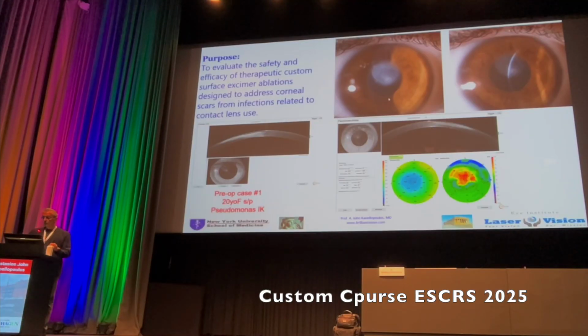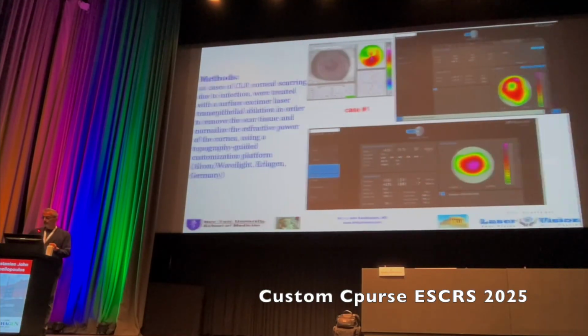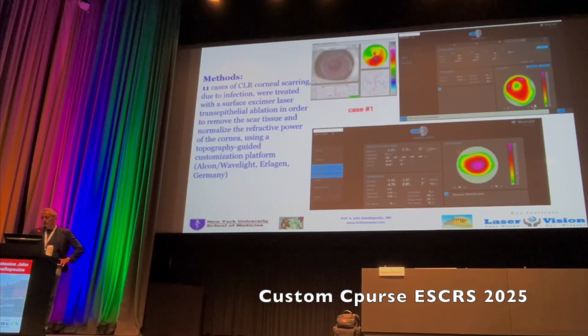So we opted to treat this with a topography-guided approach and see how that area of scar for the topographer is an area that has a divot. It's flat. That makes the area around it become steeper by default. And if we go to zero refraction, the laser, in order to normalize this cornea, wants to do a hyperopic correction around the flattened area in order to normalize the cornea. And this is the actual treatment.